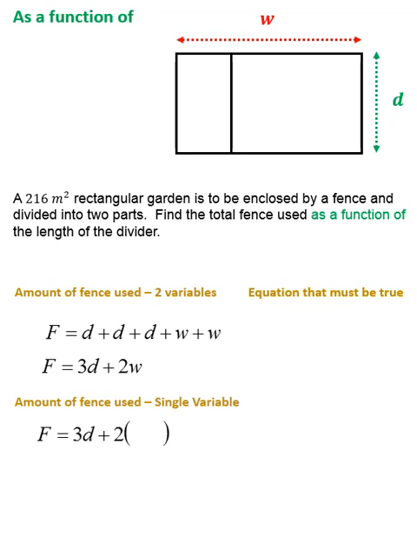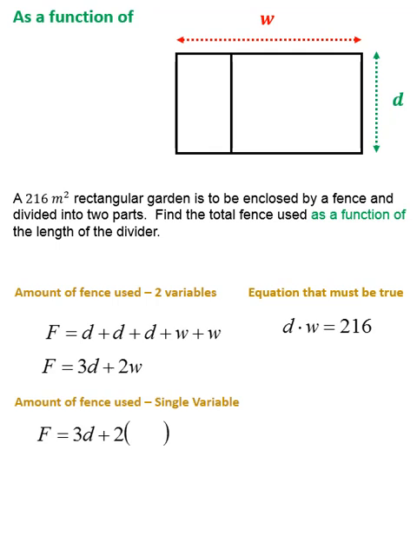So to find an equation that must be true using d and w, I have to consider the fact that while d and w can be anything, I have to pick values of d and w so that d times w is 216. And this equation that must be true is going to help me fill in the blank parentheses at the bottom. Cool trick.